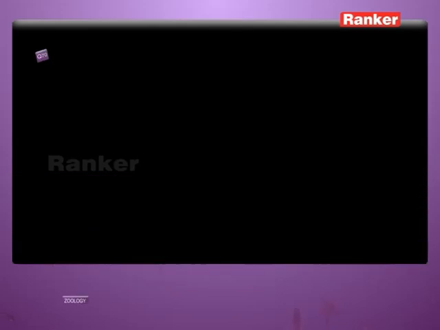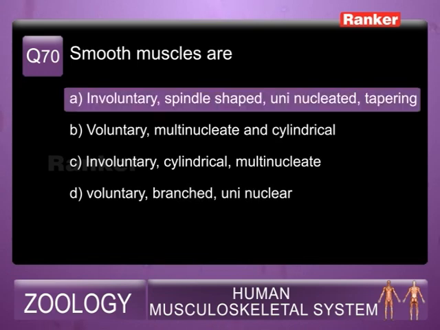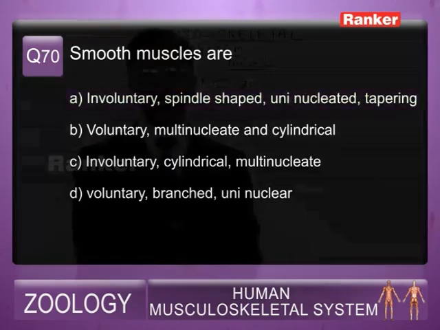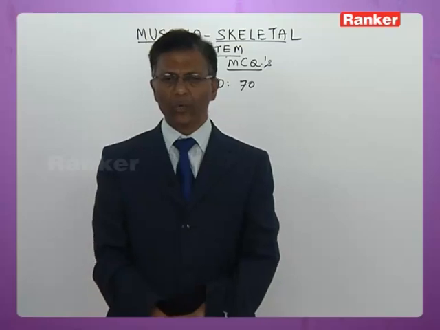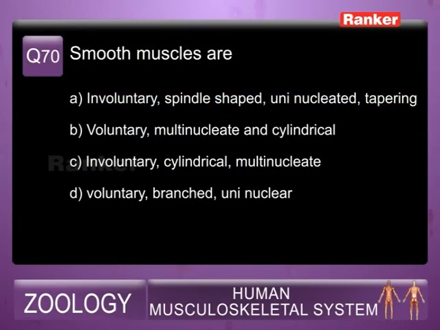70th is here. Smooth muscles are A, involuntary, spindle-shaped, uninucleated, tapering, B, voluntary, multinucleated, cylindrical, C, involuntary, cylindrical, multinucleated, D, voluntary, branched and uninucleated. So among these, the correct answer is A. That is, smooth muscles are involuntary and they are spindle shaped, uninucleated and tapered. So the answer is A.